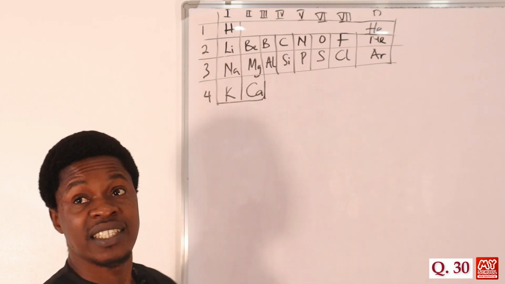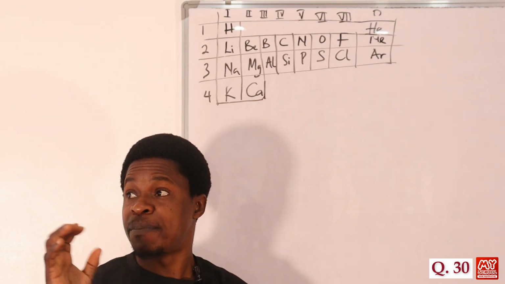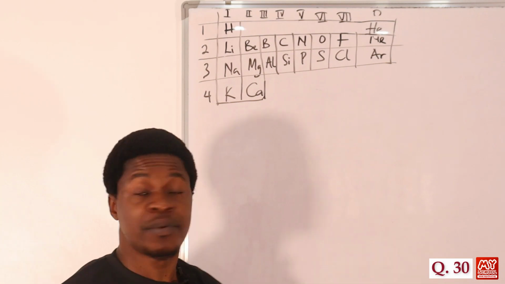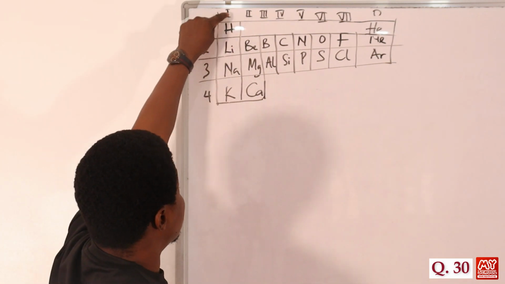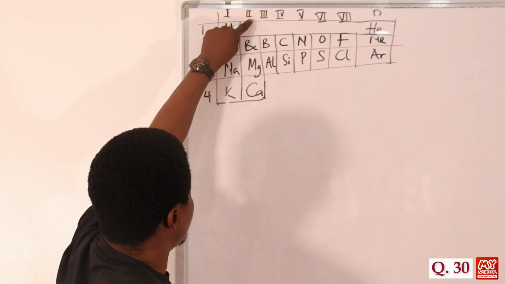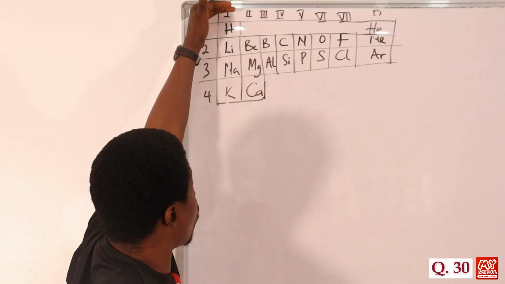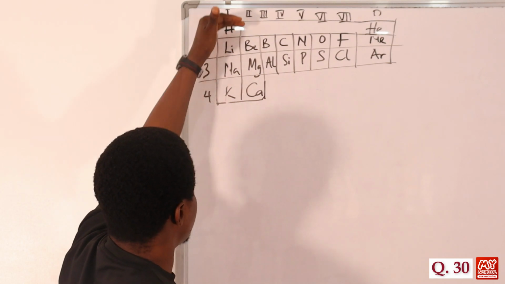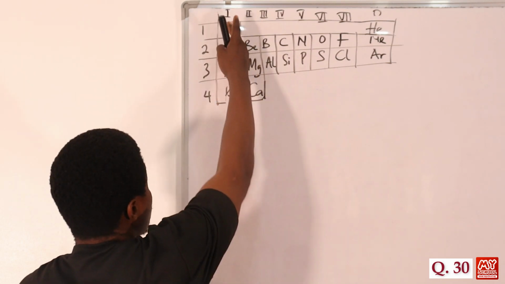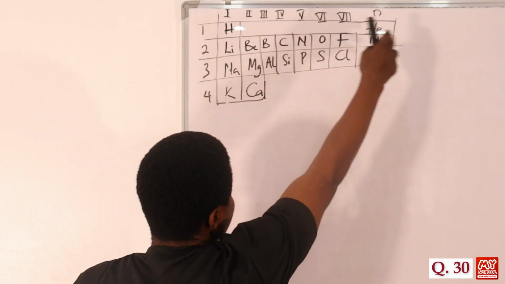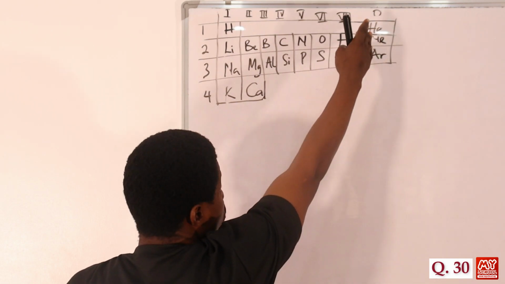So the question says the elements in the third period of the periodic table, and you know that these are your groups, group 1, group 2. The groups are represented vertically, from top to the bottom. So this is group 1, group 2, group 3, group 4, group 5, and so on, to group 0.